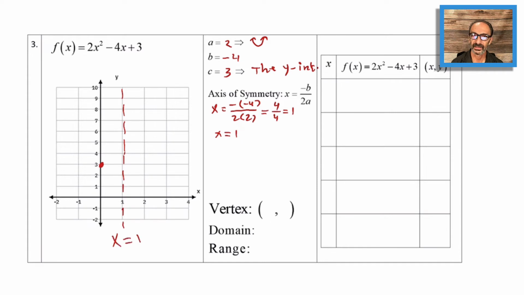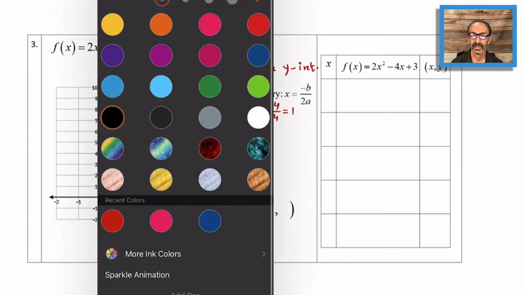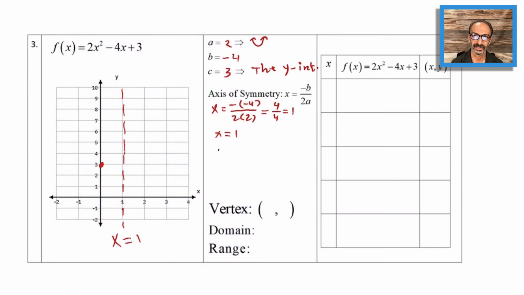That's where the graph is going to cross, and it's going to be symmetric to its right and its left. Now, our main point is we need to know where's the turning point. We don't just call it that, we call it the vertex. Take the 1 and plug it in. That's 2 times 1 to the second minus 4 times 1 plus 3, which is 2 minus 4 plus 3, which is negative 2 plus 3, and that is 1. So the vertex is 1, 1.